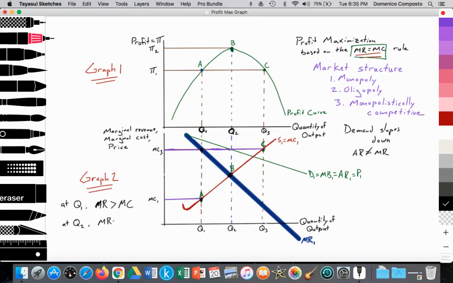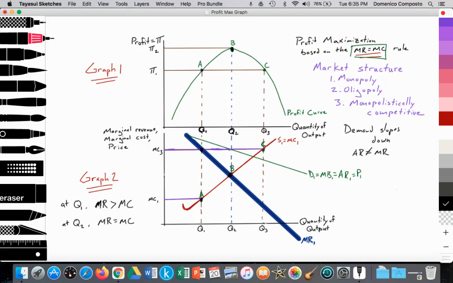equals MC. And in terms of the profit curve function, we see that we're moving from this point A to this point B. Profit is increasing, and then it's been maximized at point B. Why? Well, let's see what happens if the firm continues to produce more output beyond the quantity of Q2.